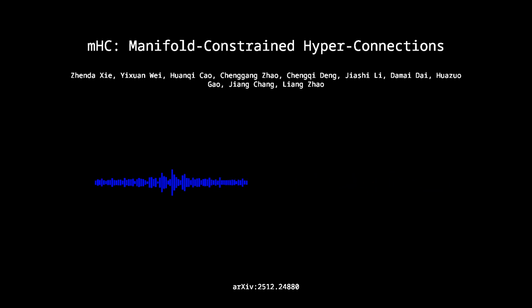Right, the quest to scale beyond the residual connection paradigm that we all know. We're focusing entirely on one key piece of source material, the paper on Manifold-Constrained Hyper-Connections, or mHC.